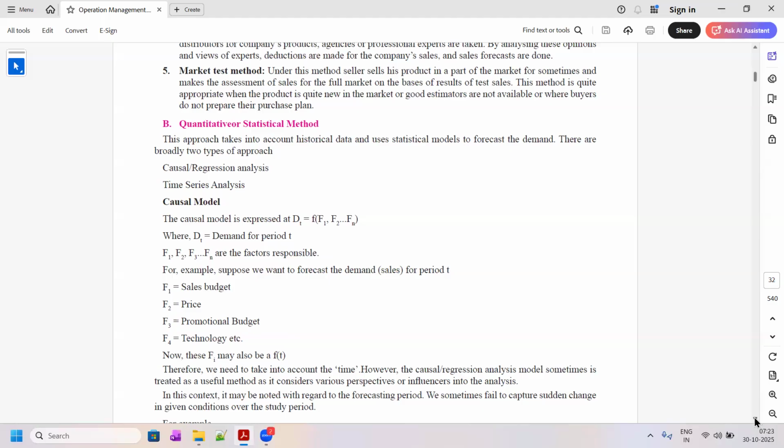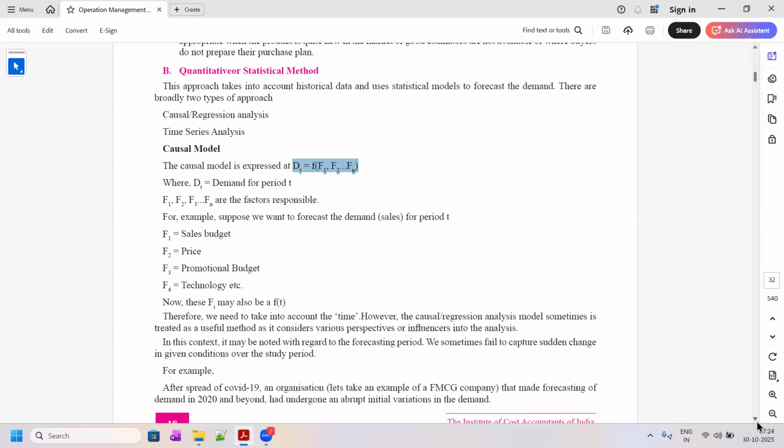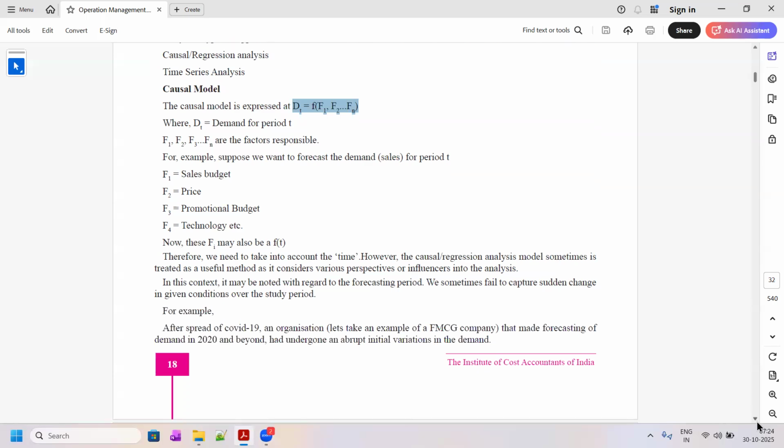First I'll give you an idea about the causal method. The causal method is expressed in the equation as Dt equal to f, where f basically means function of. What this equation says is that the demand for a given time is dependent on different factors. Those factors can be sales budget, pricing, promotional budgeting, technology, and so on. Your demand for the product depends on these factors.